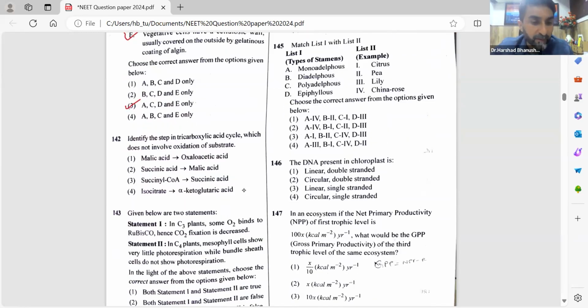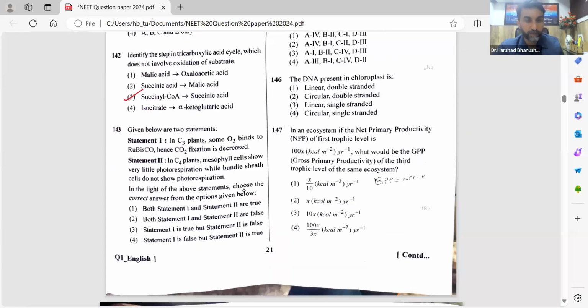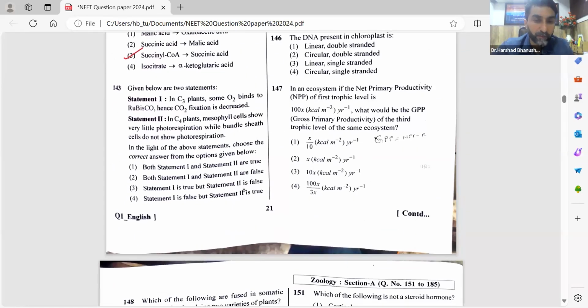Succinyl coenzyme A into succinic acid does not involve oxidation. It is basically the GTP forming step. So they have asked which does not involve oxidation. So answer would be option number 3. Next, in C3 plants, some oxygen binds to rubisco, hence CO2 fixation is decreased. It's a correct statement. The next line says mesophyll cells show little photorespiration, whereas C4 plants don't show photorespiration. So this is a wrong statement. So the first statement is true and the second statement is false. So answer would be option number 3 in this case.